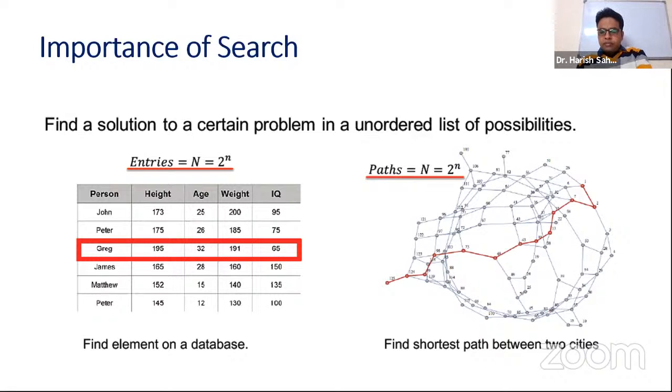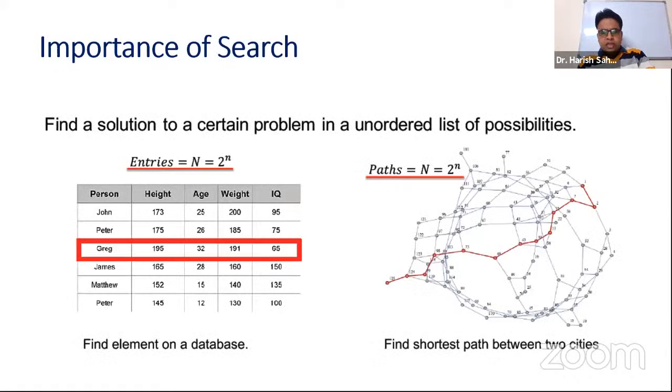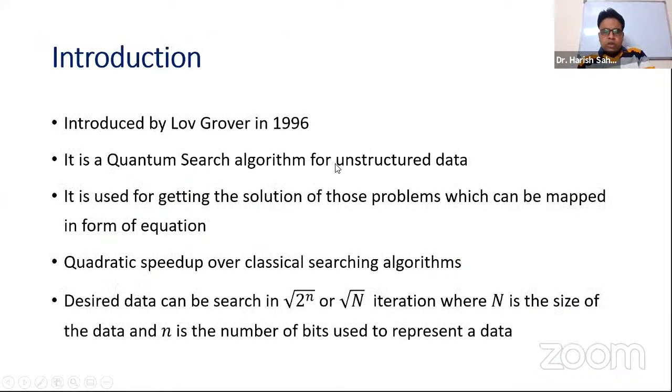But in 1996, Lov Grover, an Indian and IIT Delhi alumnus, proposed the Grover search algorithm, and he showed that this kind of search can be done in order of square root n. So earlier it was order n, and he reduced this complexity from order n to order square root of n. And it works for unordered data.